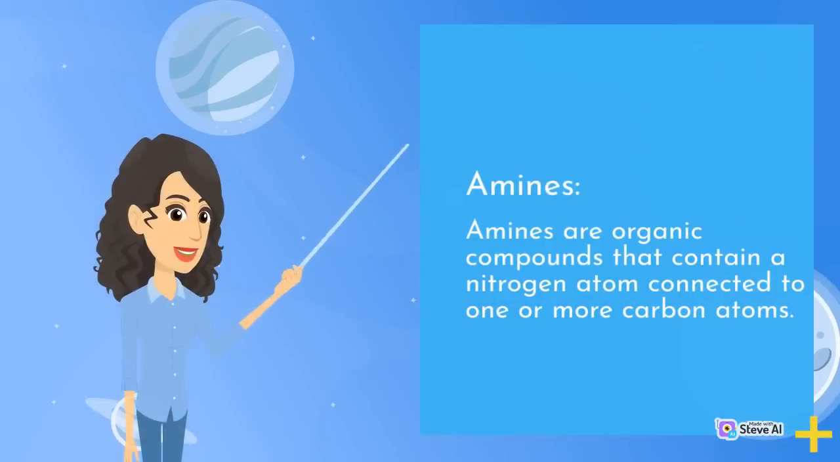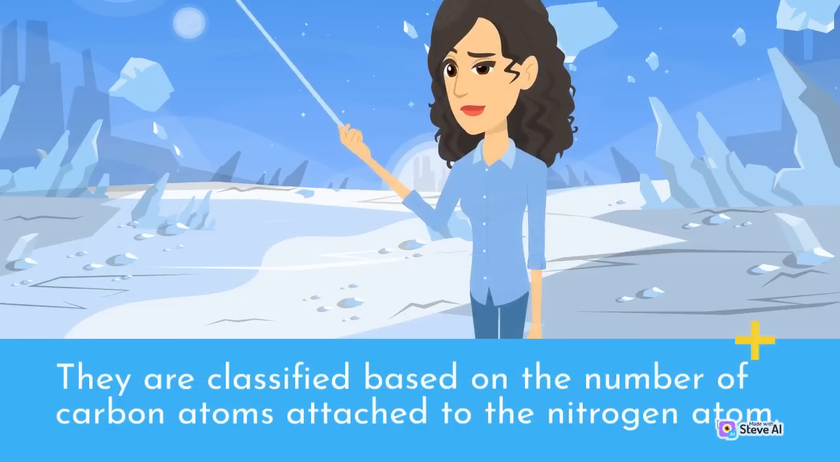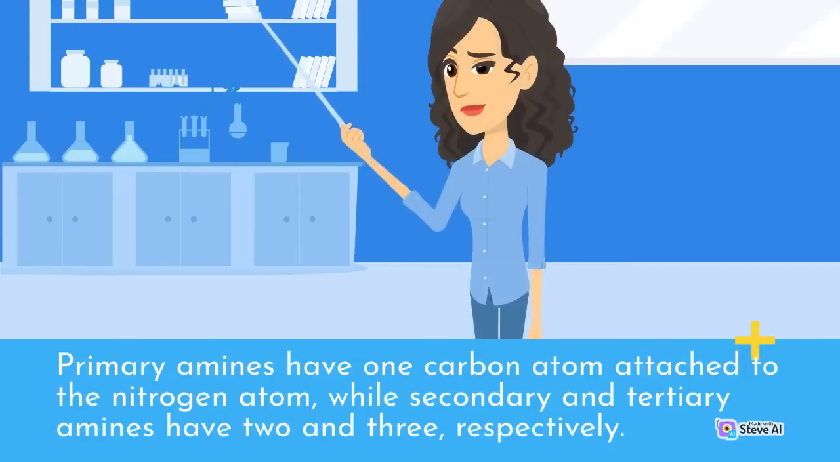Amines. Amines are organic compounds that contain a nitrogen atom connected to one or more carbon atoms. They are classified based on the number of carbon atoms attached to the nitrogen atom. Primary amines have one carbon atom attached to the nitrogen atom, while secondary and tertiary amines have 2 and 3, respectively.